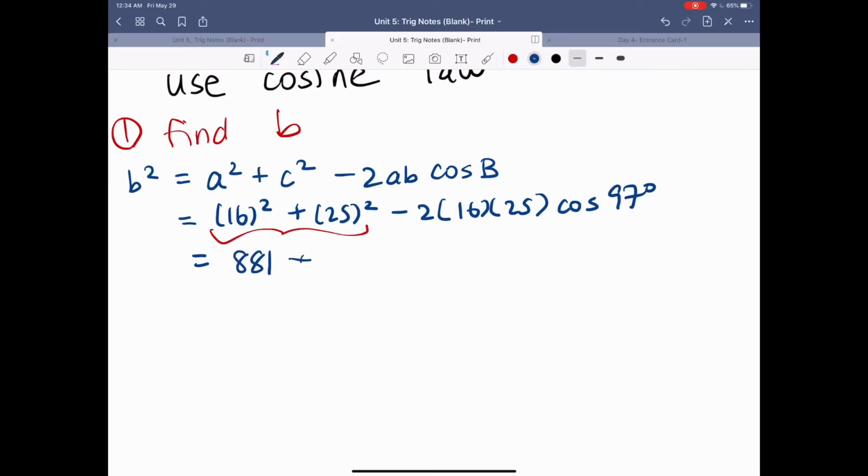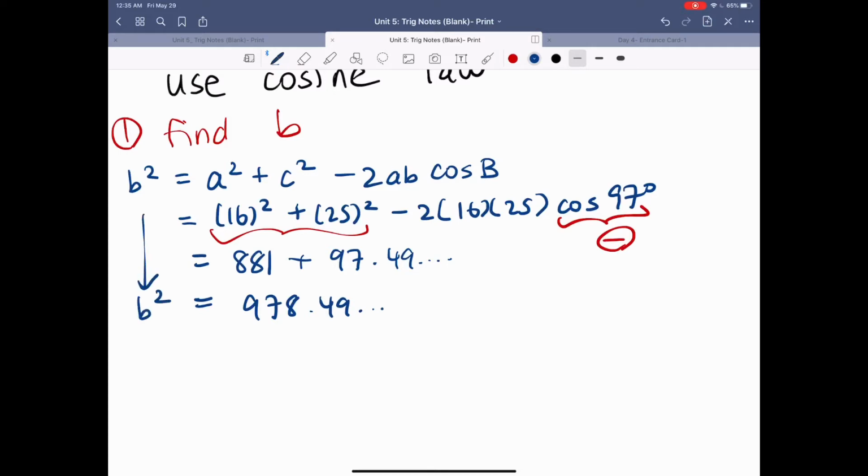And I get about 97.49 for the rest. That has to do with the fact that cos of 97, an obtuse angle, is negative. So overall, I'll get a positive with two negatives. I will get a positive number, 978.49. If I was to write this, I have b squared.